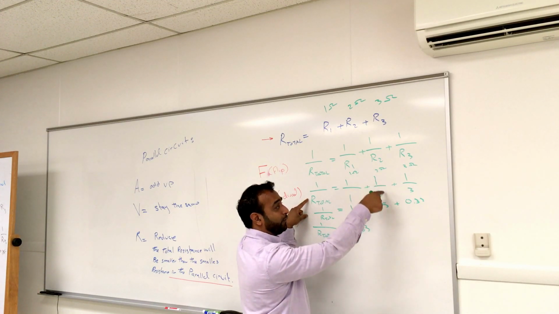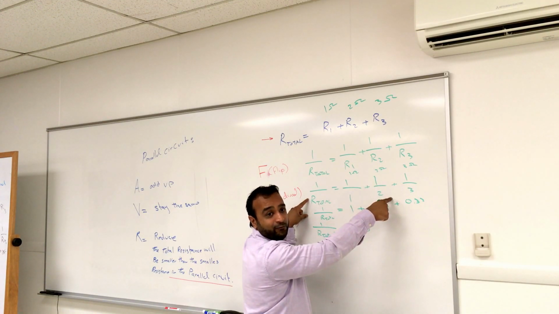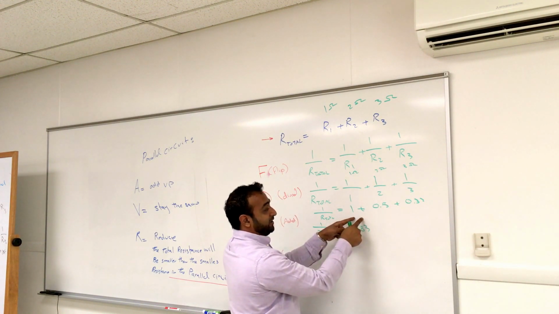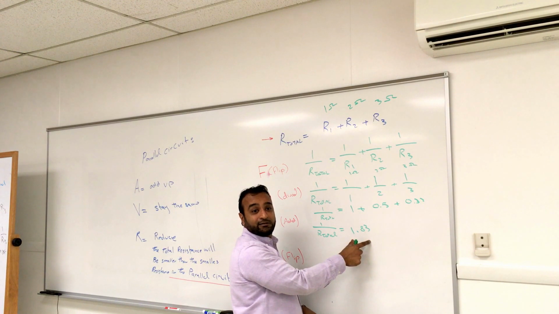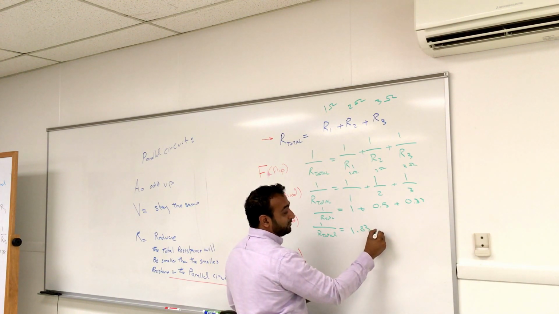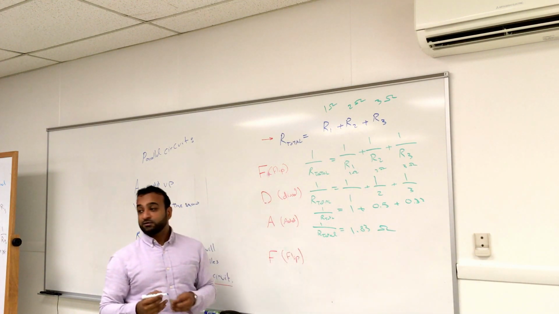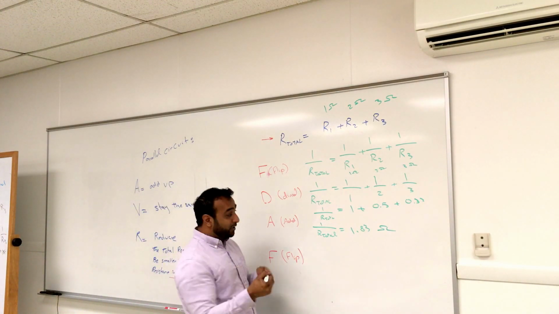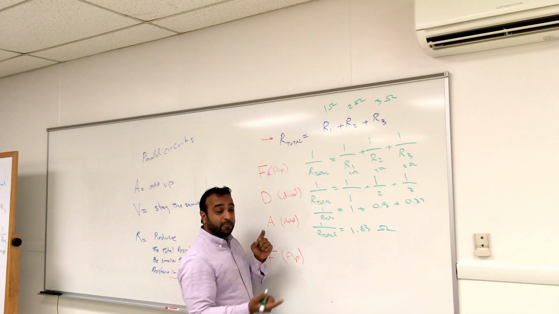You can put in your calculator 1 over 2, 1 over 3, 1 over 5, whatever one you get. Put the fractions to decimals. Then you add these three together. Again, you can use your calculator. So this is 1 over R total. So then you flip it again. So when you flip again, everything flips: the bottom becomes the top.